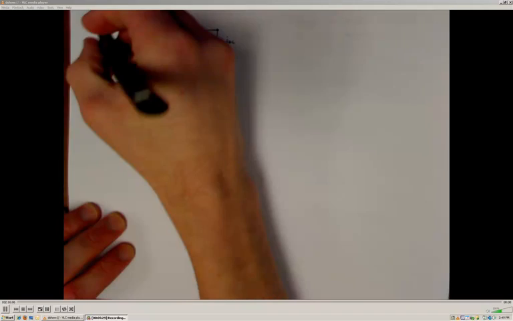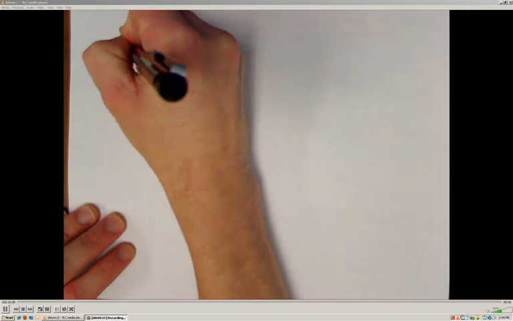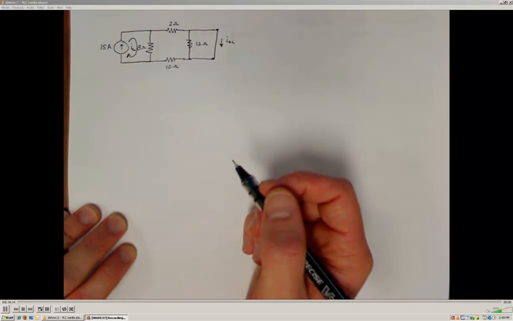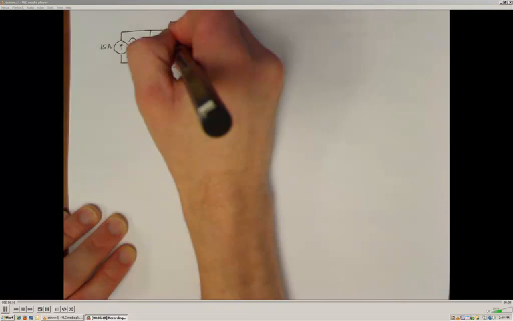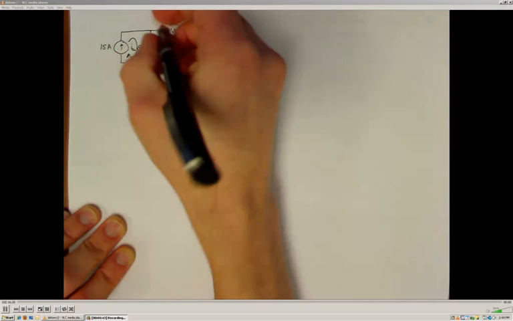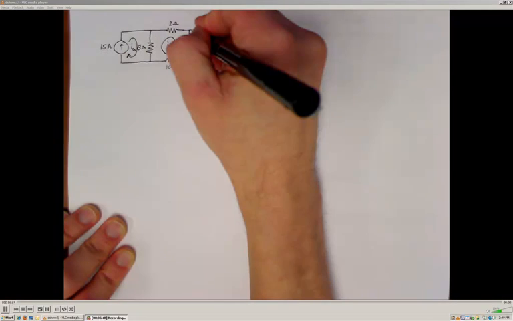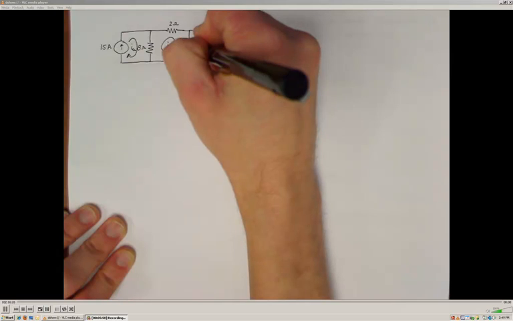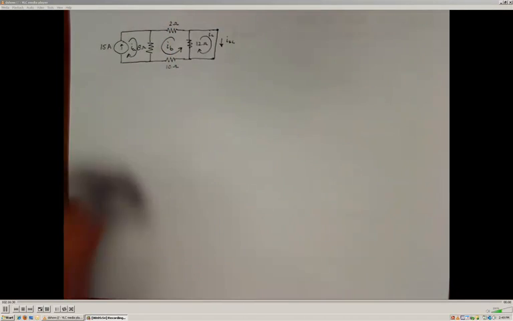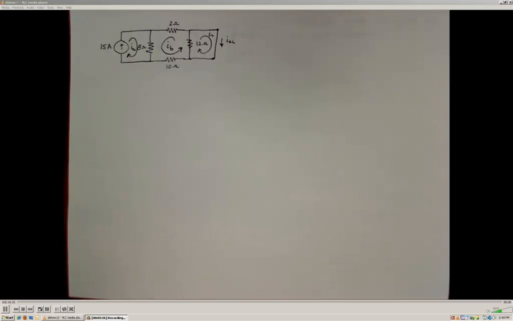Alright, so again, I'm going to establish some reference directions for my meshes. And it doesn't really matter which direction you're going to assume for these. I'm going to actually assume that IB goes a different direction this time, just for the fun of it, and to demonstrate that it doesn't matter which direction things go. Alright, so I'm going to assume IA and IC are both going clockwise, and IB is a counterclockwise current.